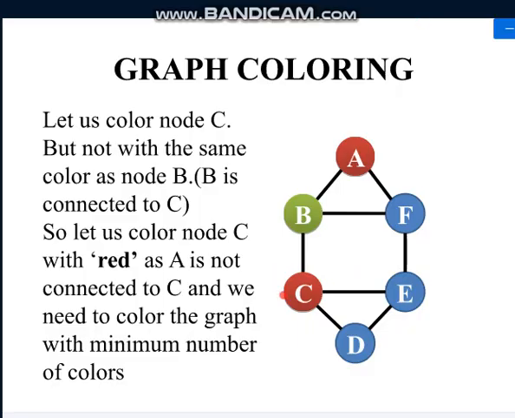I cannot have the same color for C. So what I'll do is, as C is not connected to A, I will color C with red. Okay, so now let us proceed with the next one.